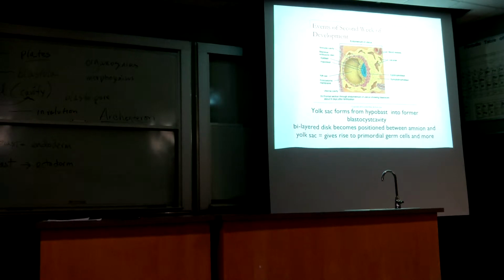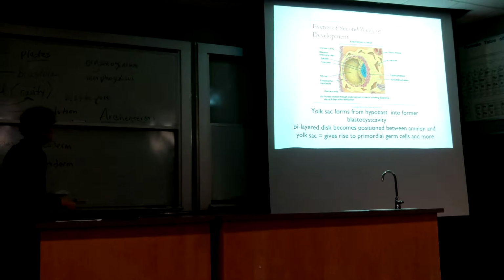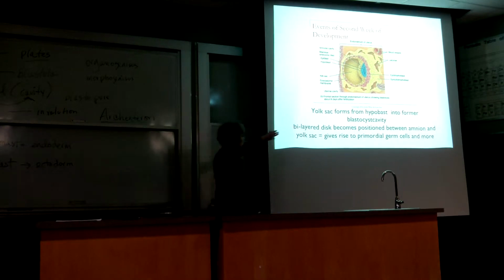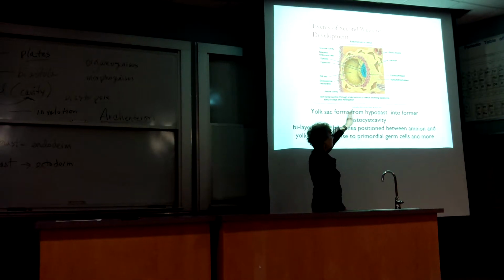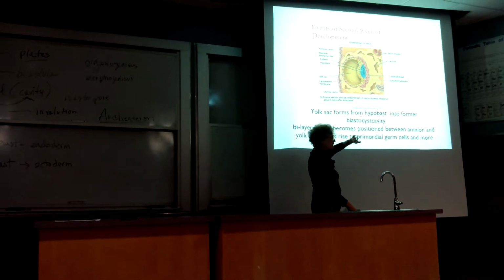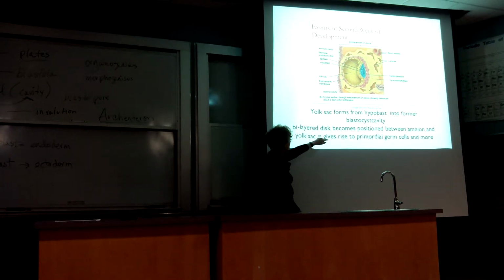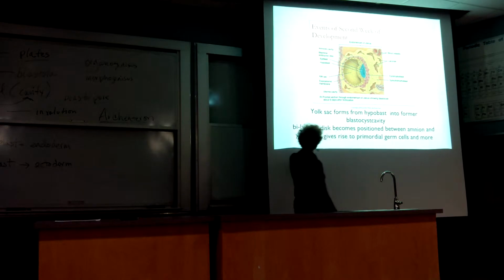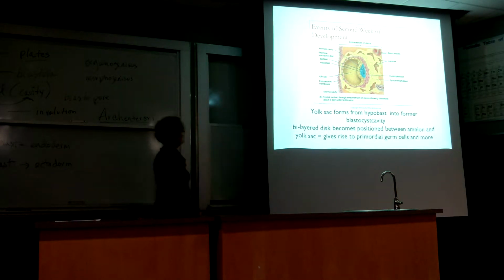And now we're beginning to see the yolk sac form into the former blastocyst cavity. So there was a blastocyst cavity. Remember that disappeared in the frog egg. And so this is the beginning of the yolk sac. And then we have this bilayer disc positioned between the amnion and the yolk sac. And this gives the primordial germ cells.